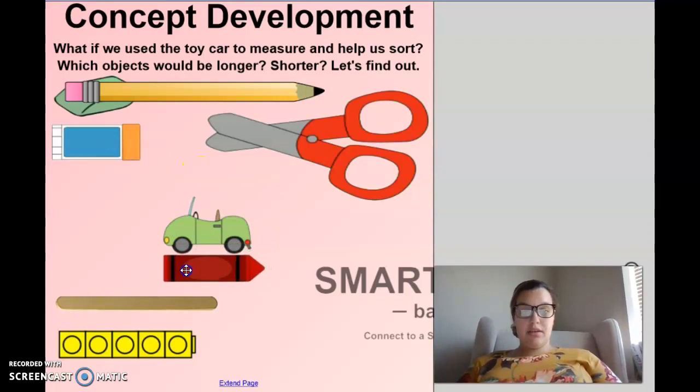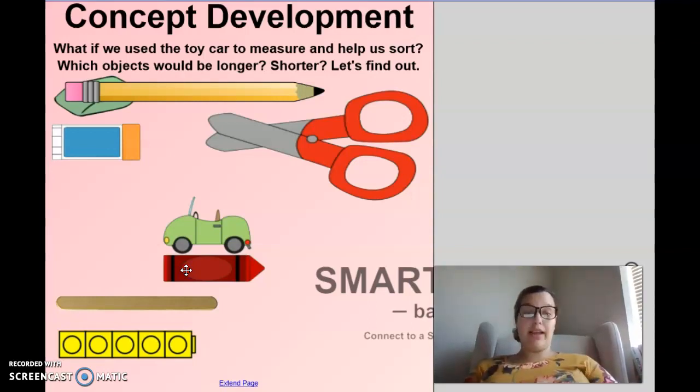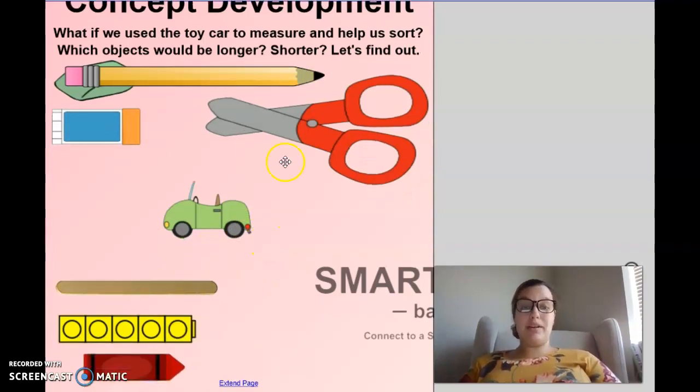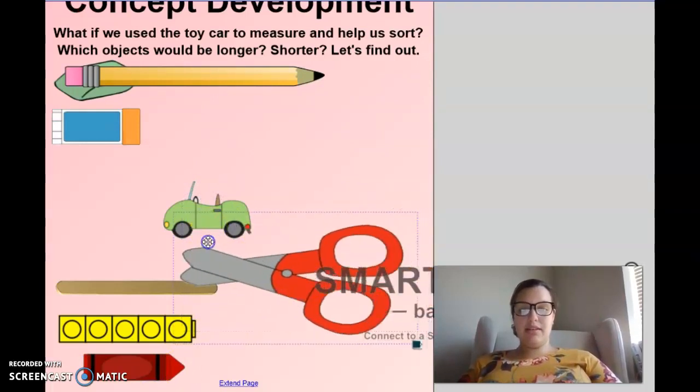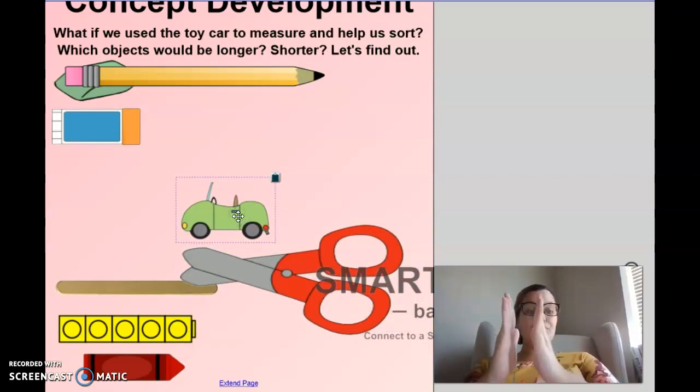Okay, this is a close one. Is the car shorter or longer than the crayon? It is shorter, just by a little bit, but it is still shorter. And then let's move these scissors down, and we'll put our car here. Is the car shorter or longer than the scissors? It is shorter. Great job.